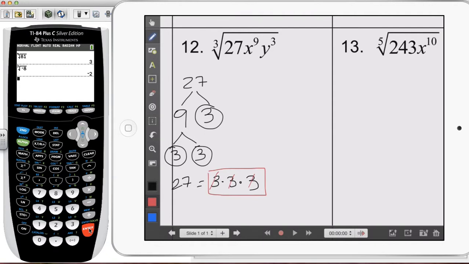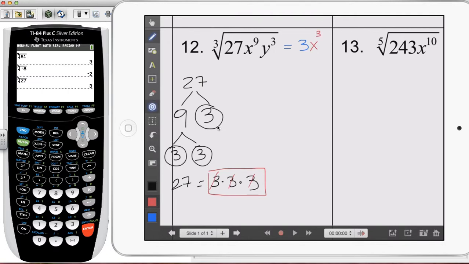Since I have one group, only one 3 will leave the radical, and you can do that on the calculator if you want to. You can go to math, and then click on number 4 because you have the option for the cubic root, and you can just enter 27. So the cubic root of 27 is 3. There you go, and we already found it doing the algebraic way. Now remember, like we did before, the power of the variable is completely divisible by the index. 9 divided by 3 is 3, so x to the 3rd will be your answer.